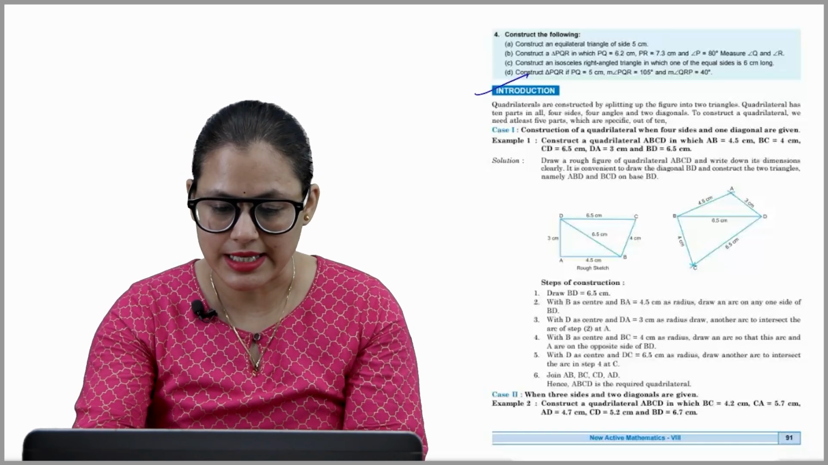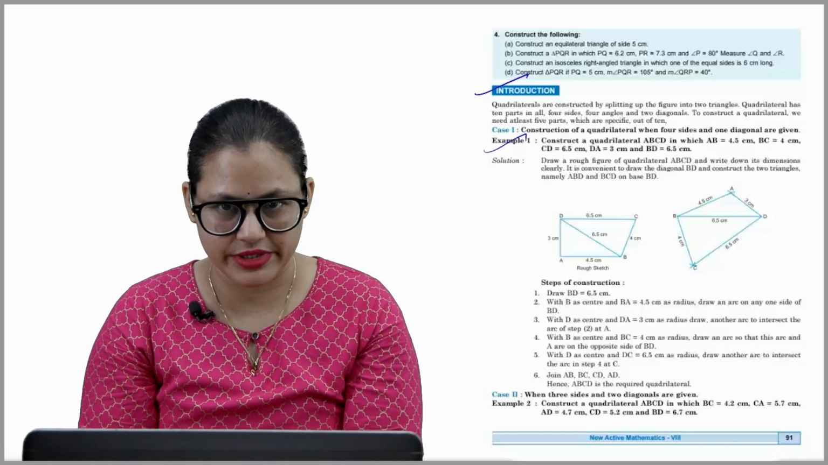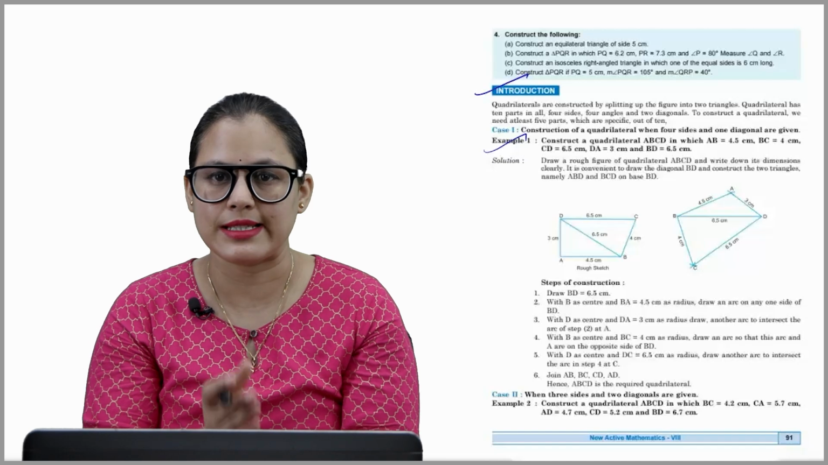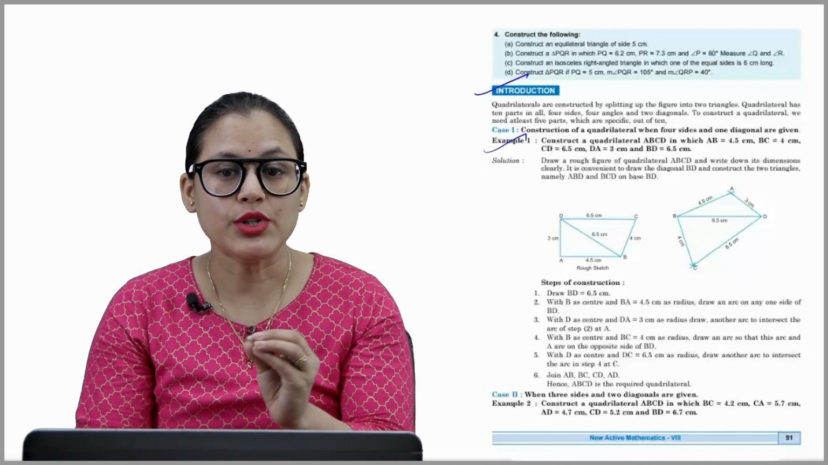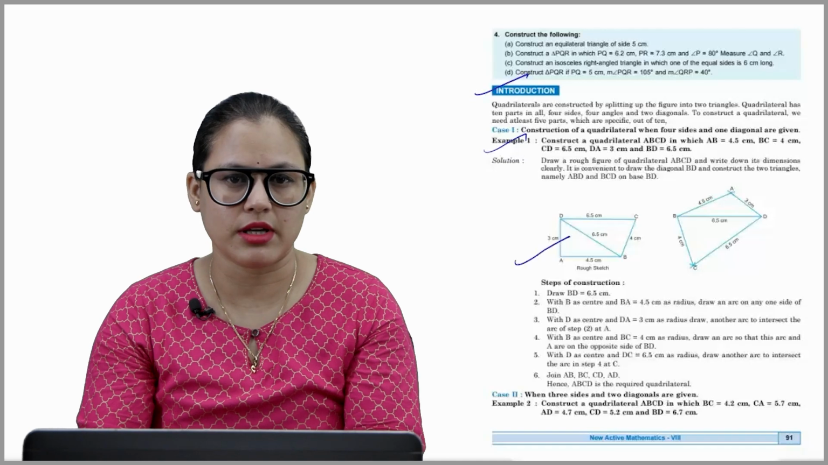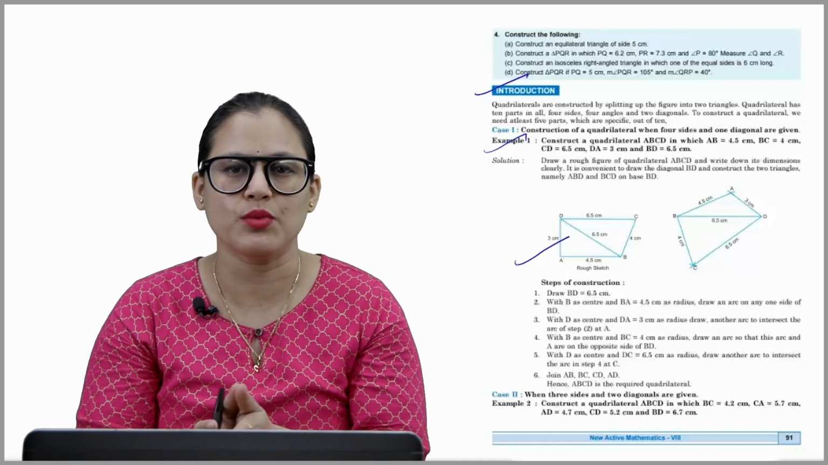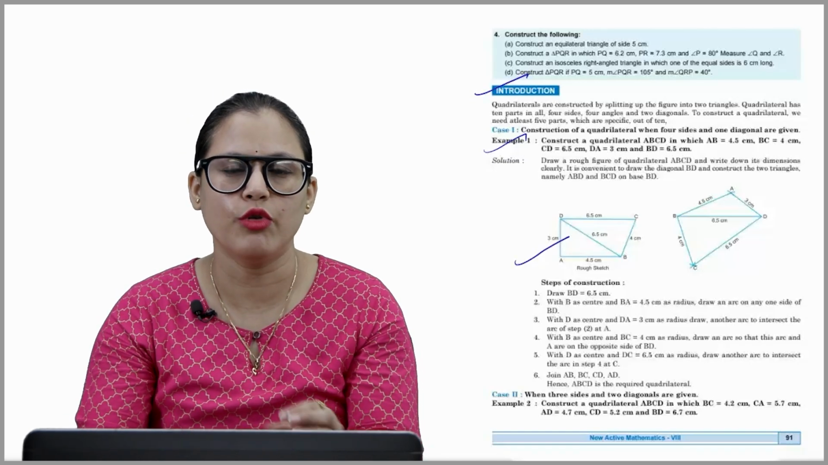Okay, so this is the example. Here we have to construct a quadrilateral in which 4 sides are given and 1 diagonal is given. So first, what will you do? You will draw a rough sketch. This is the rough sketch. Whenever you do construction work, always draw a rough sketch of whatever you are making.